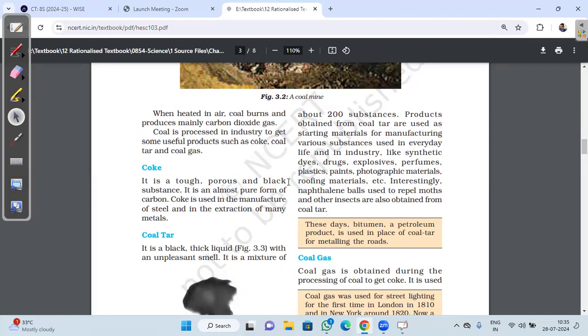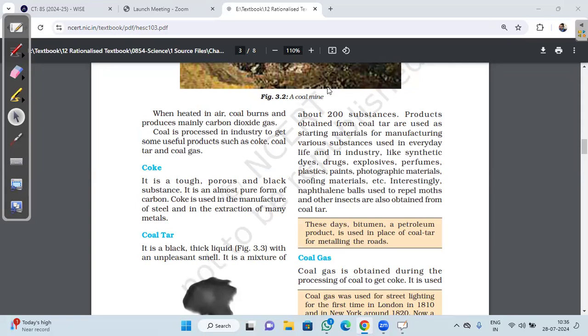How did coke become porous? Anyone? Can anyone tell? Gagana, how did we have coke being porous? Sir, after coal tar and coal gas is taken, the remaining carbon became porous. See, when the gases escape out of coal, they create pores in it. So that is why the coke becomes porous.